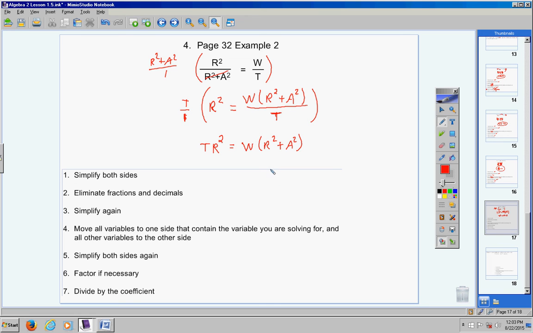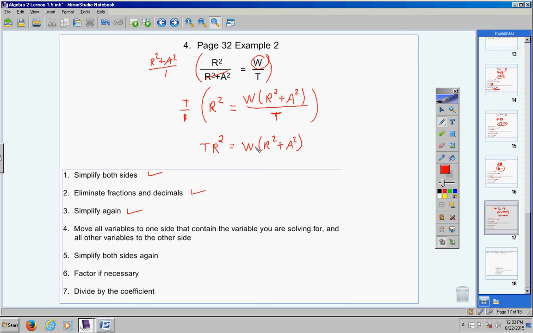Now, let's just stop and look this over for a second. I've simplified my sides. I've eliminated fractions. There's really no more simplifying I can do. Yes, there is, Mr. Earhart. You can take this w and multiply it through, okay? Feel free to do that, but you're really hurting yourself because, look, in the end, what are we trying to get all by itself? W.